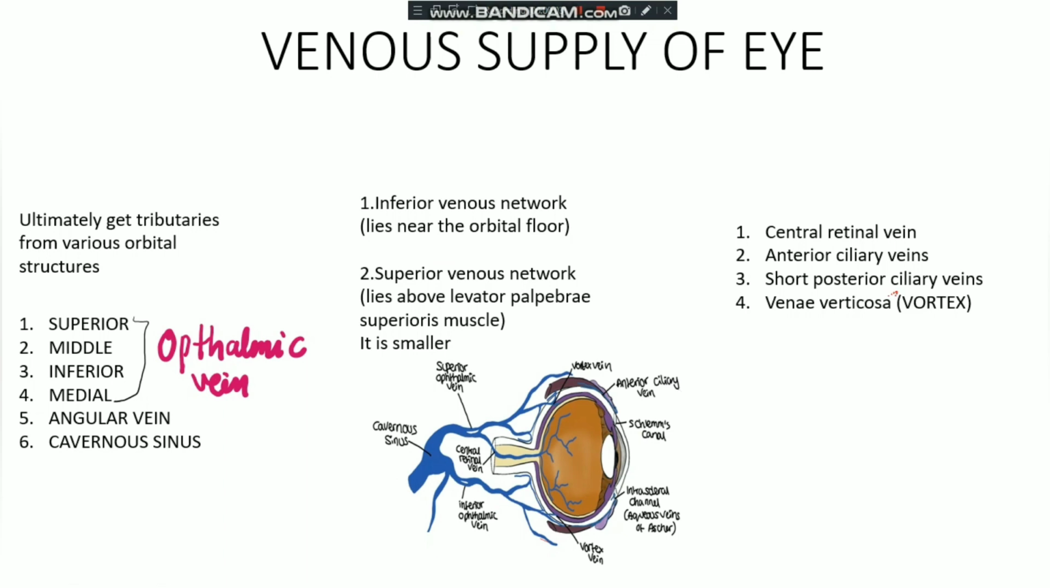Hello everyone, continuing with the last lecture of the blood supply of the eye, today we will be learning the venous supply of the eye. So the venous supply can be divided into three main parts. What are these three parts?